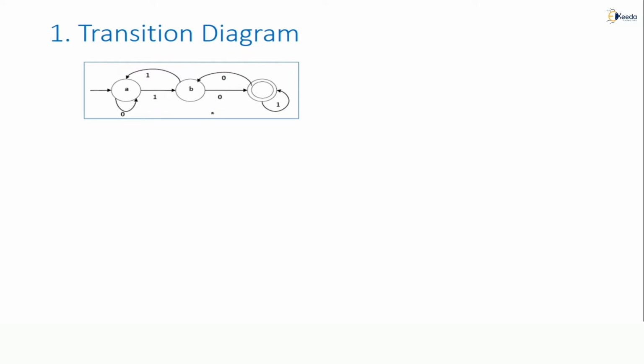I have taken one example here. There are three states, A, B, C. Now understand here, if I take sigma as the alphabet, it is {0, 1}. How many states are there if I take Q? Q is {A, B, C}, yes or no?